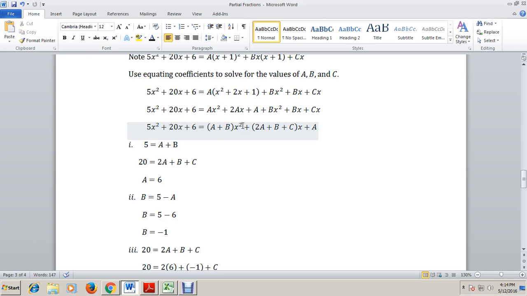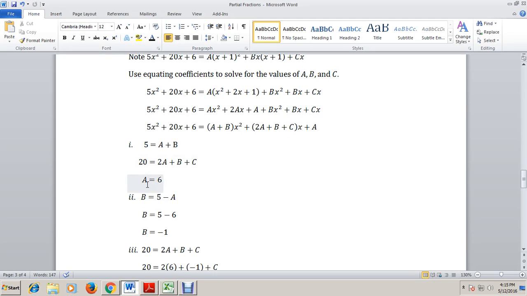Now obviously this serves as the coefficient for your x², since they are both x². So that means we have 5 = a + b. Now for the coefficient of x, we have 20 = 2a + b + c. And obviously the constant 6 is equal to the remaining expression for our right hand side of the equal sign, which is a. So obviously we already have solved for a. a is equal to 6.